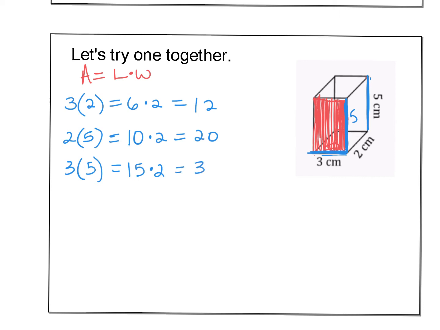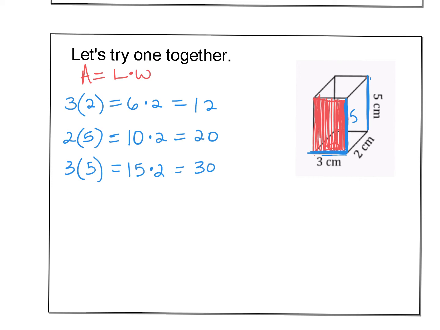15 times 2 is 30. Okay, so we did step 1. We found the area of each side of our rectangular prism, and we multiplied each one by 2 because there are 2 identical sides. Whenever you have a rectangular prism, there's always 2 identical sides. And so now we have the total areas of all of the rectangular sides that make up this rectangular prism.